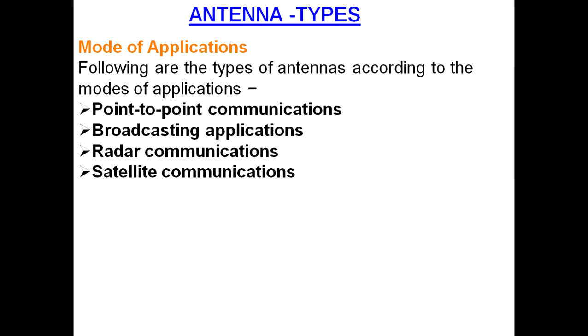The last, third category of the classification of antenna depends upon the mode of propagation. It can be used for point to point communication, and for broadcasting applications, where we have a single transmitter and multiple receivers, and it can be used for high frequency radar and satellite communications also. So this is the classification of antenna based on the three criteria: physical structure, frequency range of application, and mode of communication.